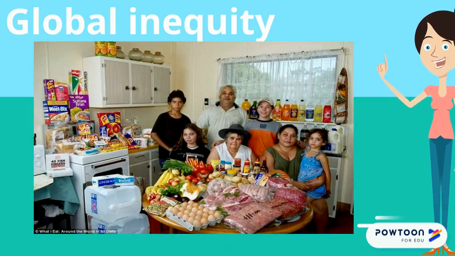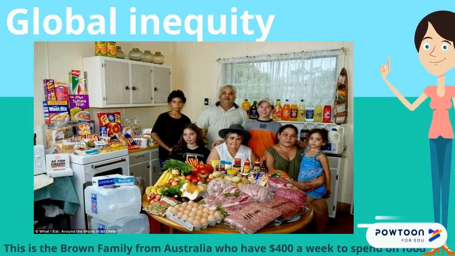Let's take some time to look at how financial resources affect our food selection and diet. This is the Brown family from Australia. They have $400 a week to spend on food. Pause the video and have a look at the table to see what foods they buy in a weekly shop. Notice the amount of food on the Browns' table. Notice the variety of food on the table. Notice how all the different food groups are represented.